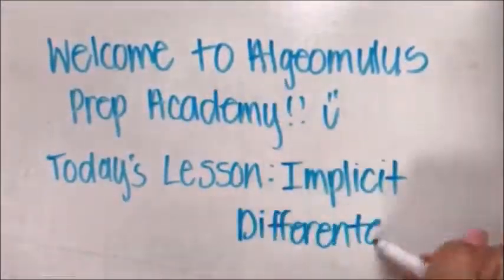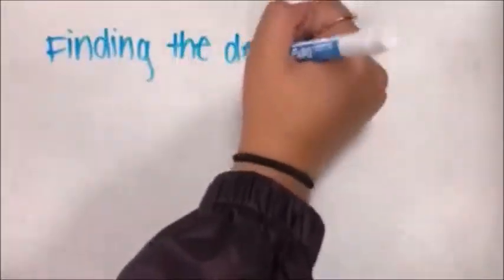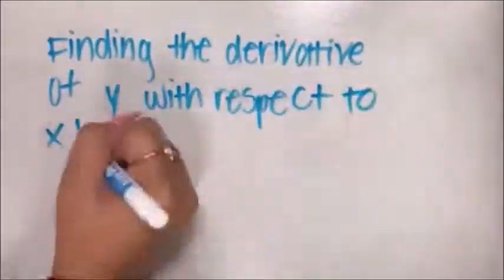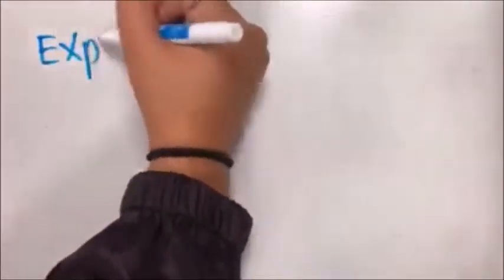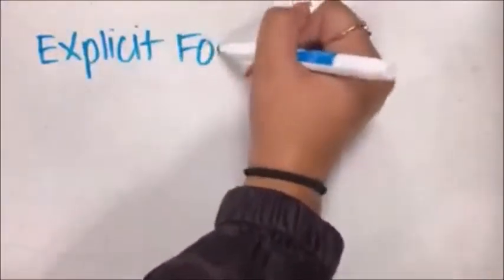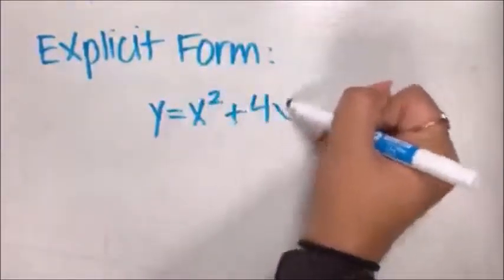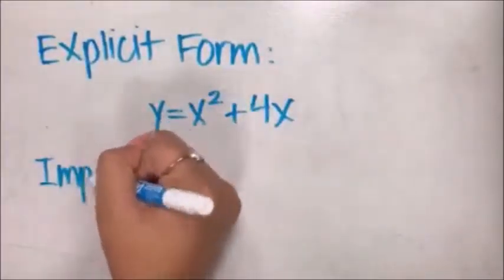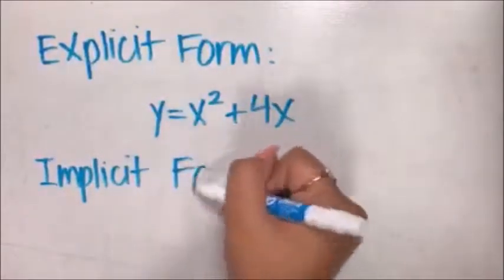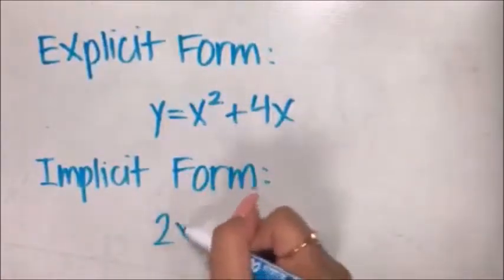The lesson for today is implicit differentiation. You are finding the derivative of y with respect to x. In other words, you are finding dy/dx. You use implicit differentiation to differentiate implicit forms of equations. Explicit forms write y explicitly as a function of x, such as y equals x squared plus 4x. Implicit forms, however, look more like 2xy equals 4.